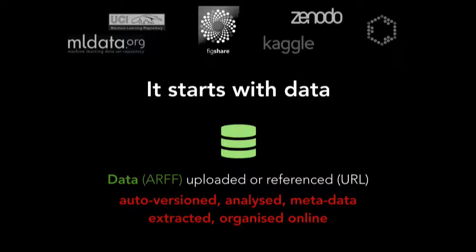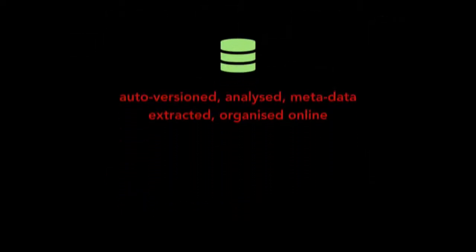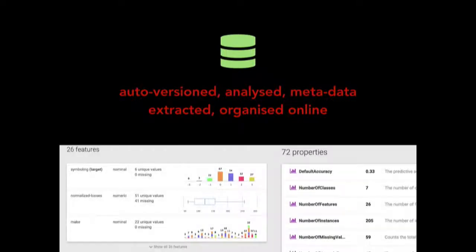OpenML will then download your data set and automatically analyze it if it understands the format. And then we'll create a web page for this data set that's automatically created. And there we bring together a whole bunch of metadata about your data set that's automatically extracted. For instance, a breakdown of the features if it's tabular data. It also computes properties like how many observations are there, how many missing values, how many features, and so on. This is all automatically extracted and organized online.